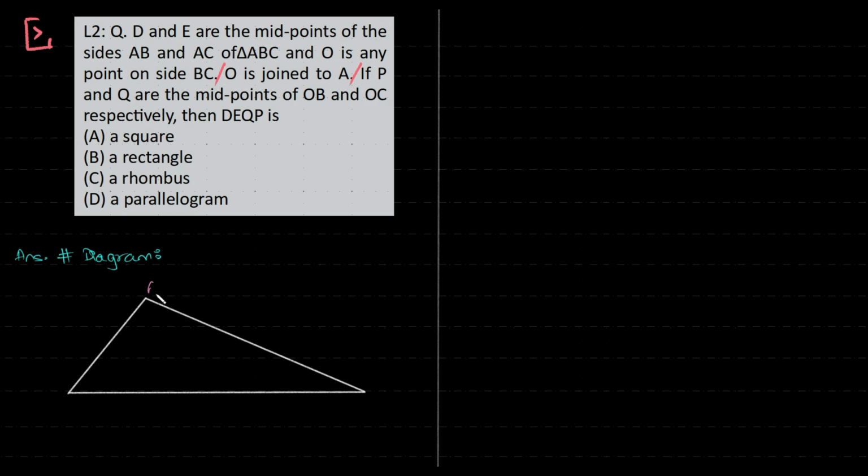Now we have this to be triangle ABC, and we have D as the midpoint of AB, and for AC, E is the midpoint, and so we have this to be parallel to this. Why is that? Midpoint theorem. Then O is any point on BC, so I'll take some random point, and then we'll join AO.